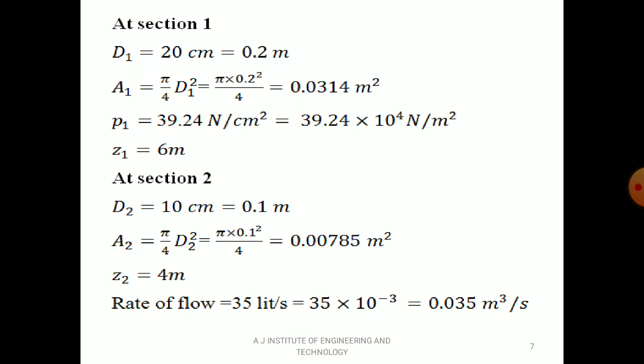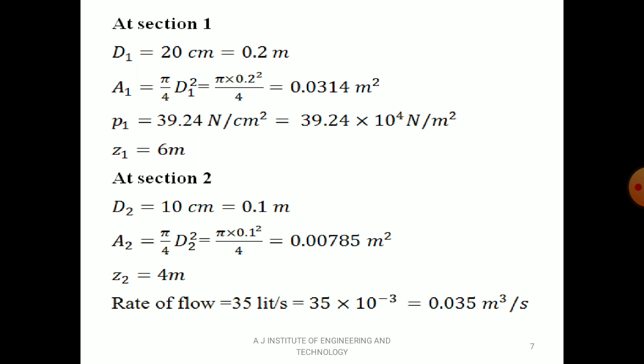Now pressure P1 is 39.24 Newton per centimeter square. Newton per centimeter square has to be converted to SI unit, Newton per meter square. You can get the value of pressure in Newton per meter square by substituting 10 to the power minus 2 meter square in place of centimeter square. Then it goes to the numerator and becomes 10 to the power 4. Otherwise you can just remember that to convert Newton per centimeter square to Newton per meter square, you just multiply by 10 to the power 4. So 39.24 into 10 to the power 4 Newton per meter square. Z1 is the height difference from datum to the center line of the pipe at section 1, it is 6 meter.